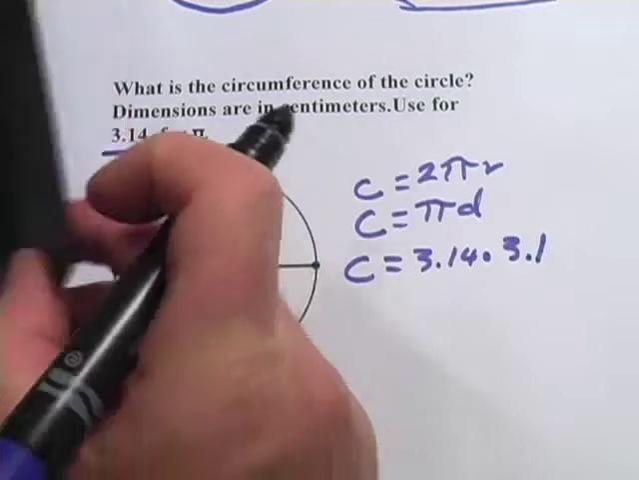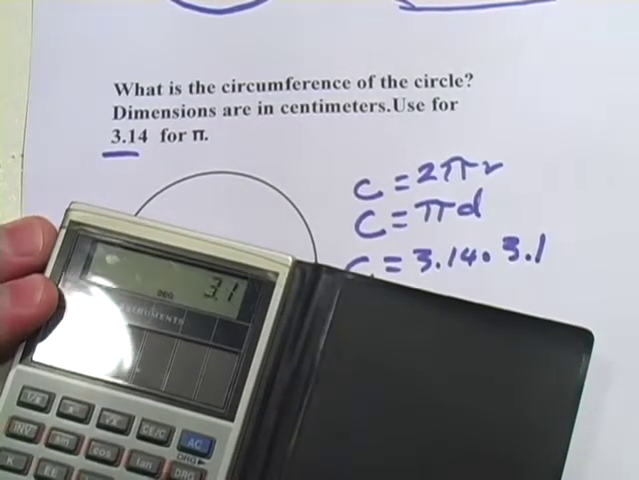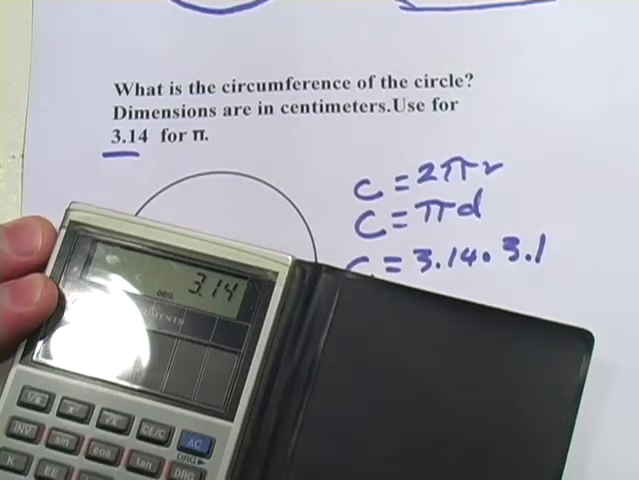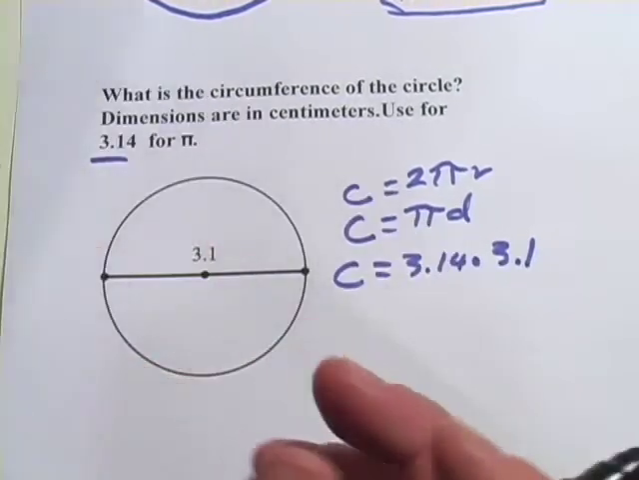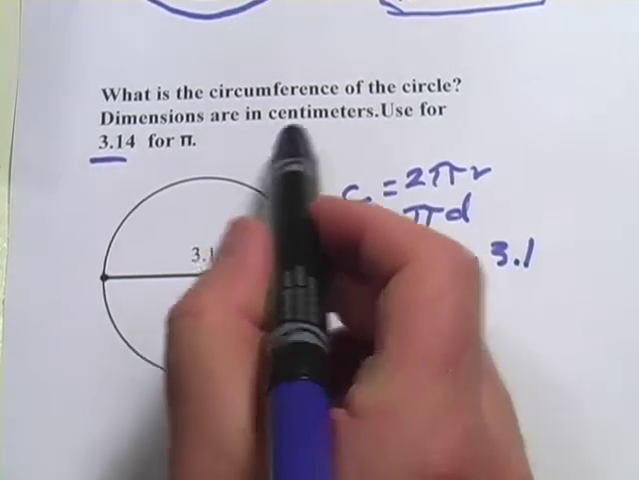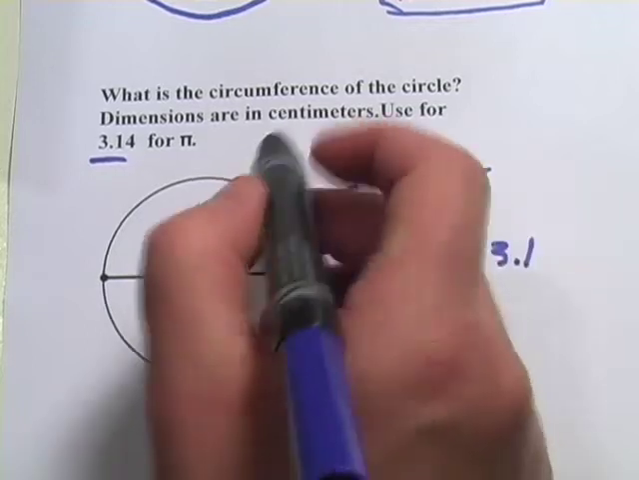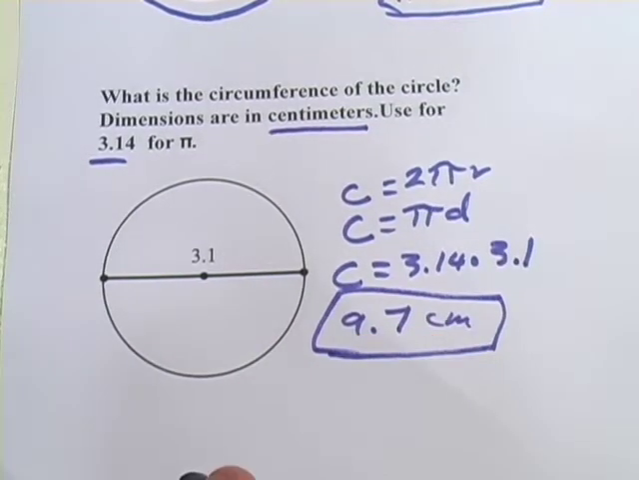Probably want to get out your calculator for that again, unless you're really good at multiplying decimals in your head. 3.14 times 3.1, and I get 9.734. Let's just call it 9.7. And again, our dimensions were in centimeters, and that is our answer. So that's a little bit about how to figure out the circumference, the distance around a circle.